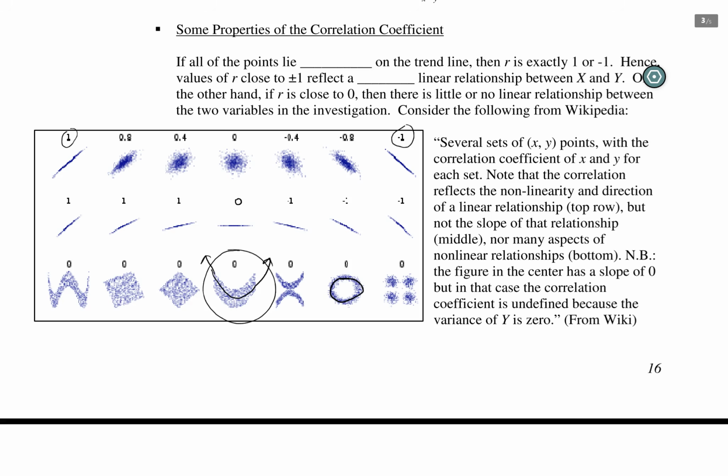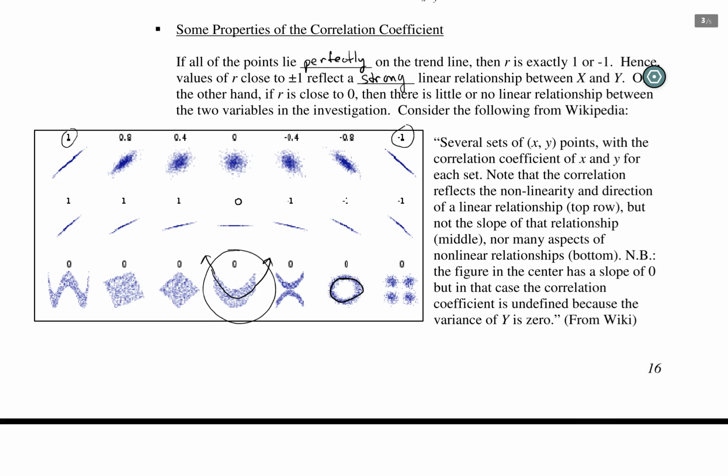In general, the correlation coefficient describes the strength and direction of the linear relationship. So let me fill in the blanks here. If all of the points lie perfectly on the trend line, then R is exactly -1 or 1. So values close to -1 and 1 reflect a strong linear relationship, while values close to 0 reflect little or no linear relationship. Now that doesn't mean they're not related, it just means that they're not linearly related.